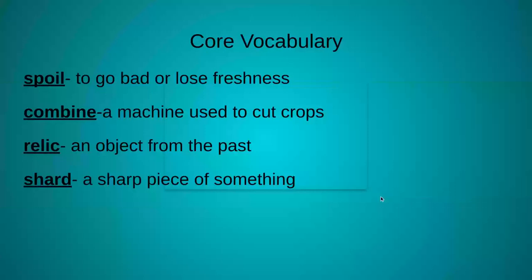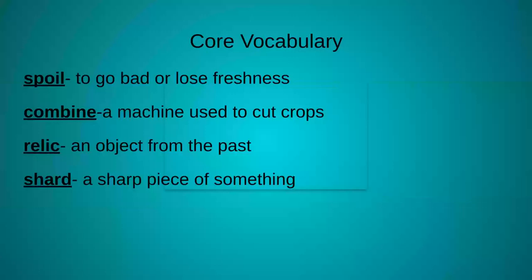Our core vocabulary for today are: spoil, which means to go bad or lose freshness. An example of that is my mom told me not to leave the milk out or it will spoil. Combine, which is a machine used to cut crops. An example of that is the farmer rode a combine to cut down the corn.